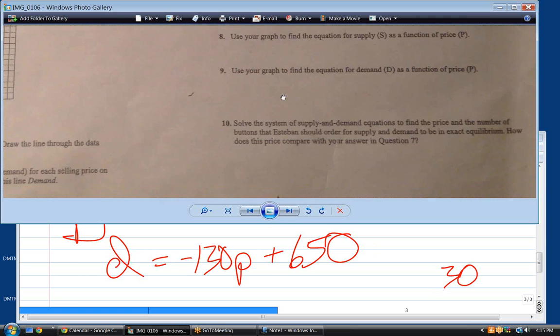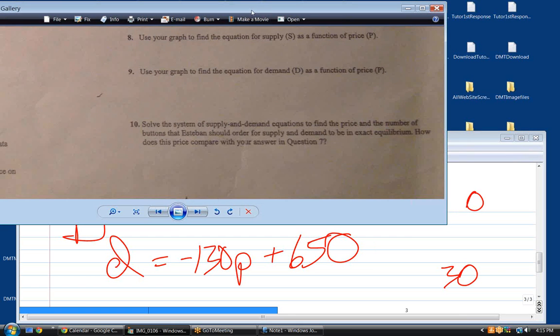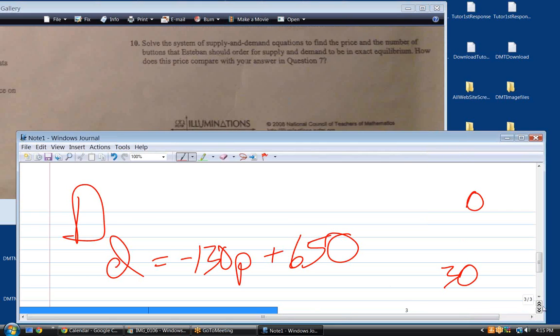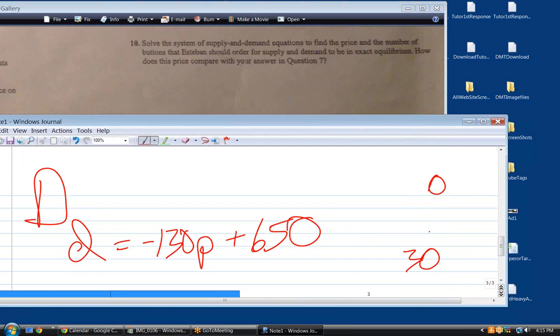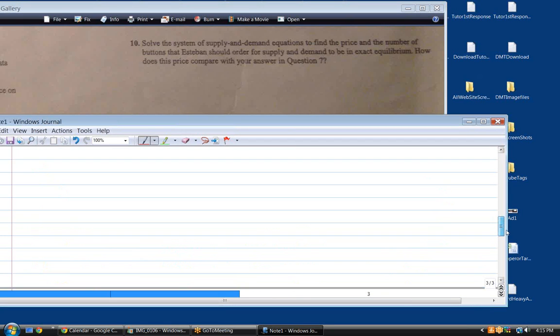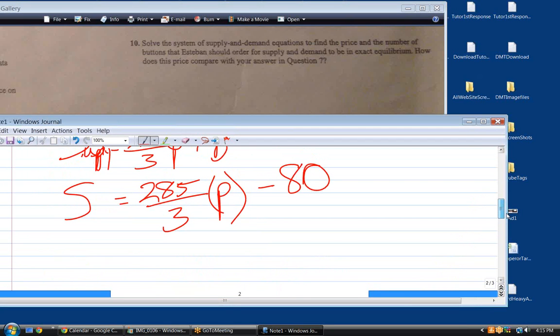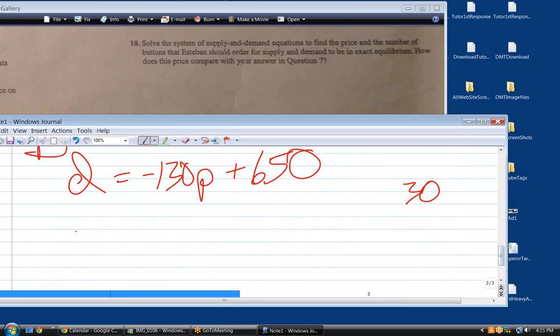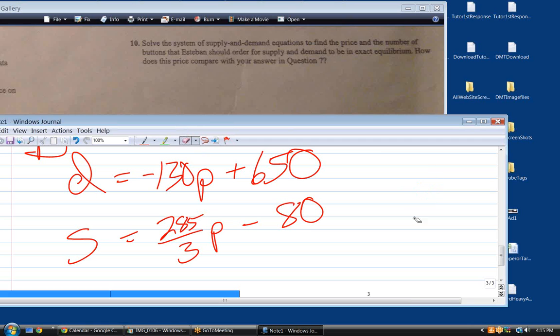All right, so we came up with our supply and our demand function. Let's see, what was the supply function? Let me go back up. It was 285 over 3 times p minus 80. Okay? So there's our two functions.